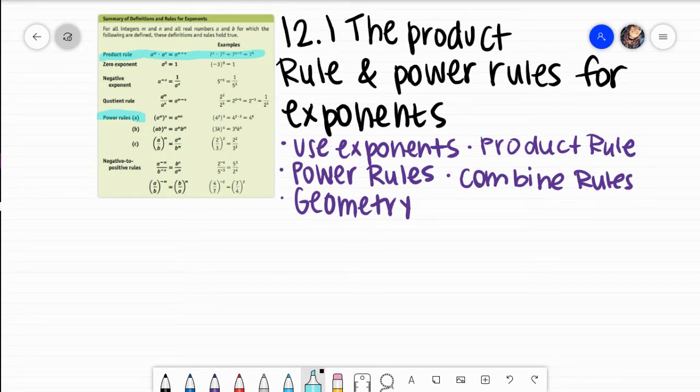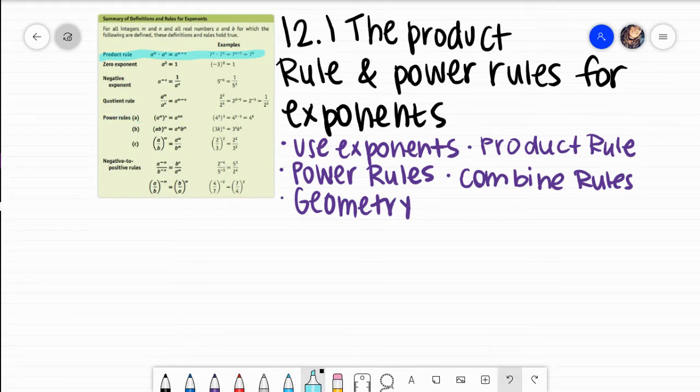In 12.2, what we look at is our zero exponent rule. We will actually look at our negative exponent rule. We will look at our quotient rule, and we will actually combine those rules as well. The negative to positive rule is the same thing as our negative exponent rule.